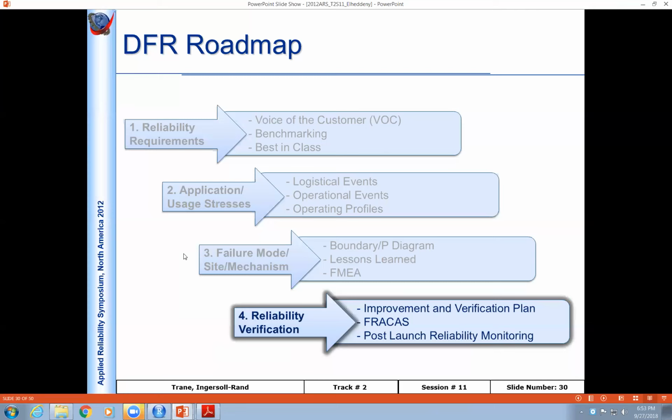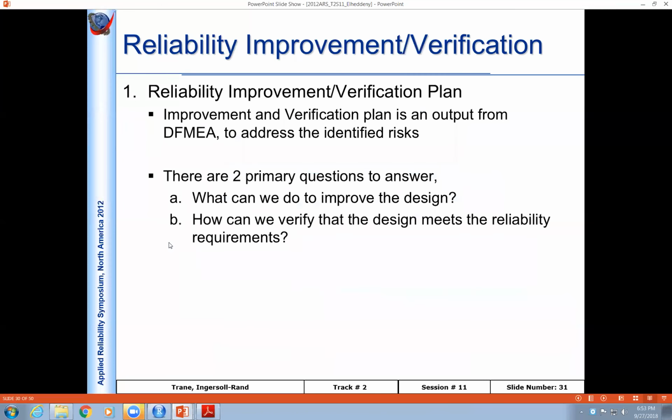Okay. So the next step basically is reliability verification. So basically two things, right? What are we doing to improve the design, and how can we measure or verify that the design is actually improved or meeting the requirements? So it's twofold.